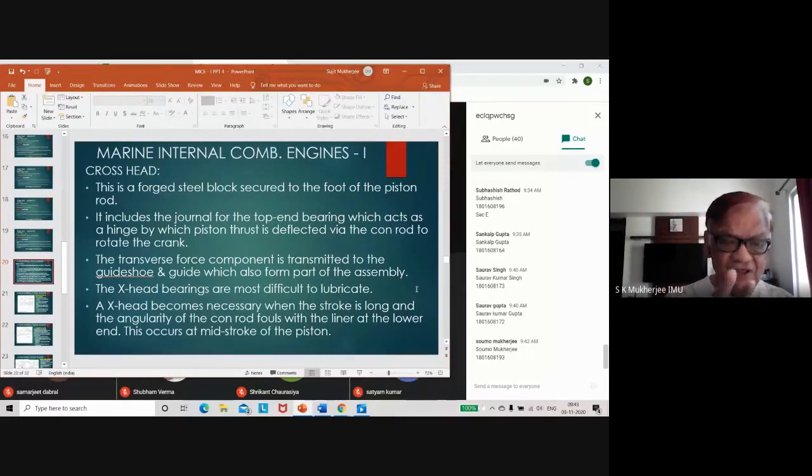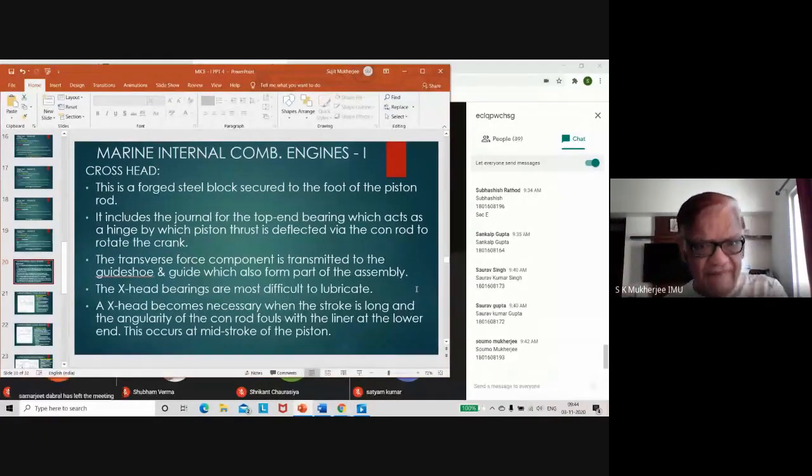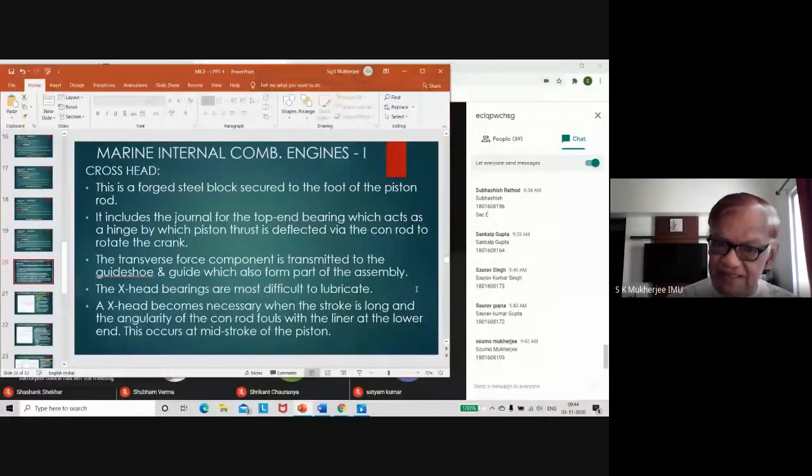More so because it is a two-stroke engine. All right. In a two-stroke engine, you have the compression stroke and the expansion and the power stroke. In both the cases, the journal pins are always resting on the bearing. There is never a time when it gets the relief. That means it doesn't come up by itself. In the case of a four-stroke trunk type of engine, this problem does not exist.